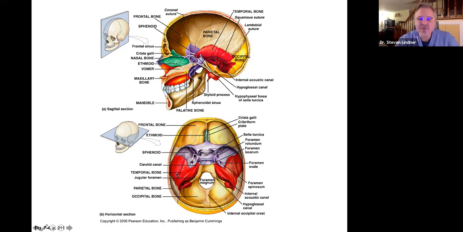Okay. The red is the temporal bone. This is the frontal bone. So you got frontal, sphenoid, temporal, occipital bone in the back.